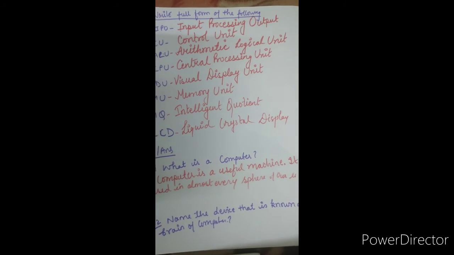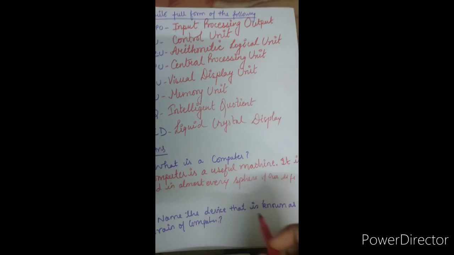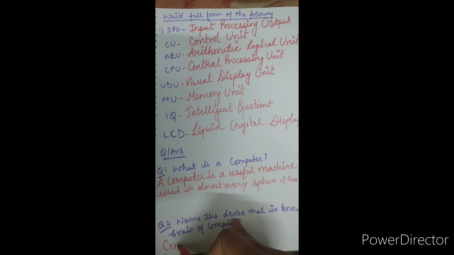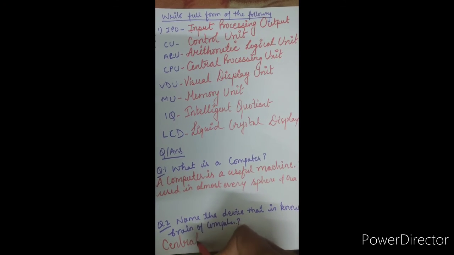And name the device that is known as the brain of computer. Central Processing Unit, CPU.